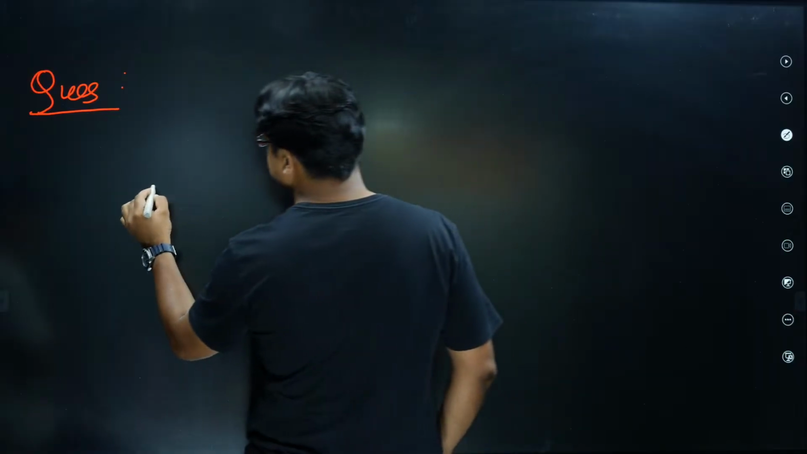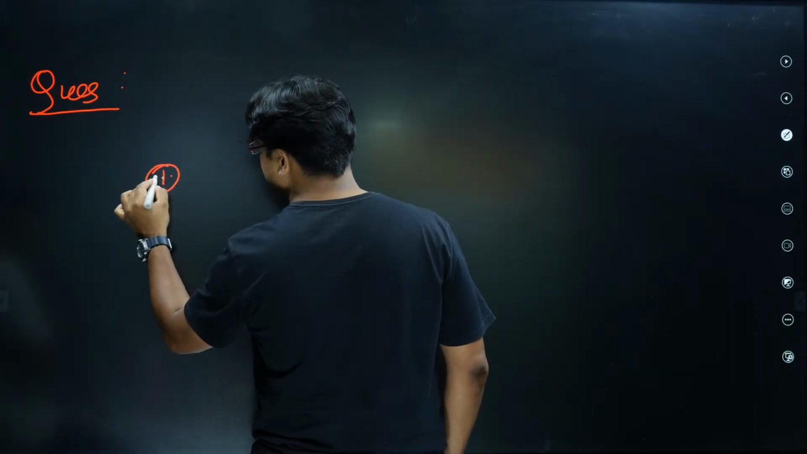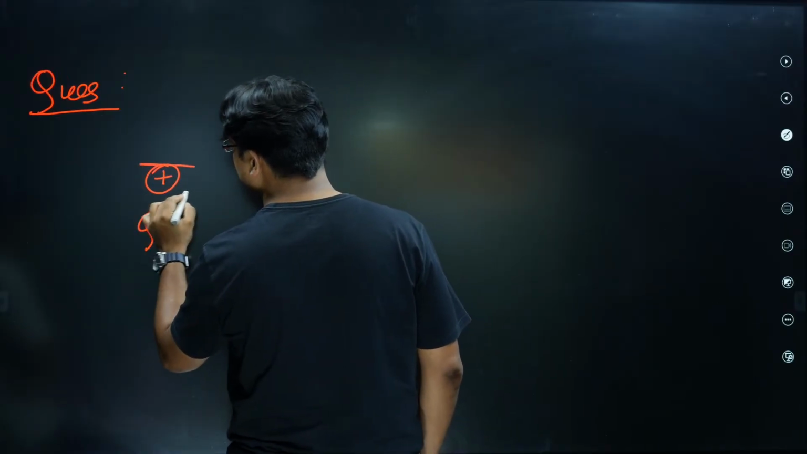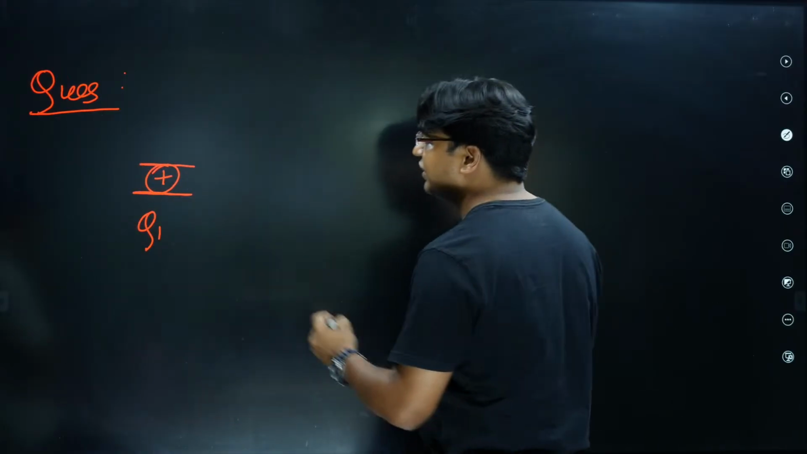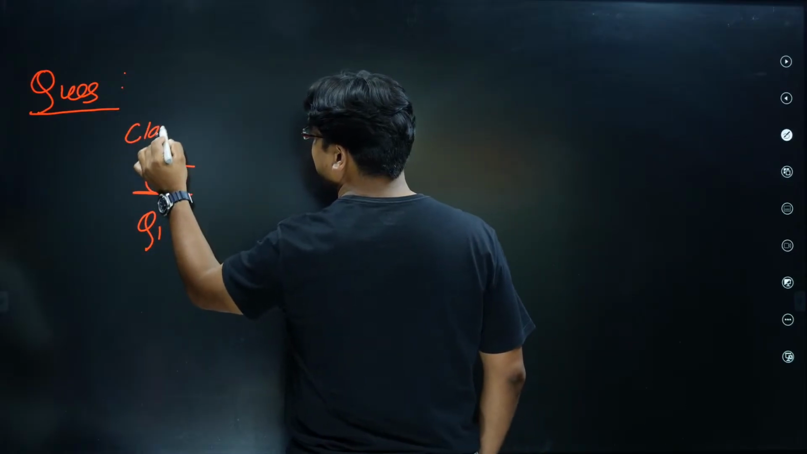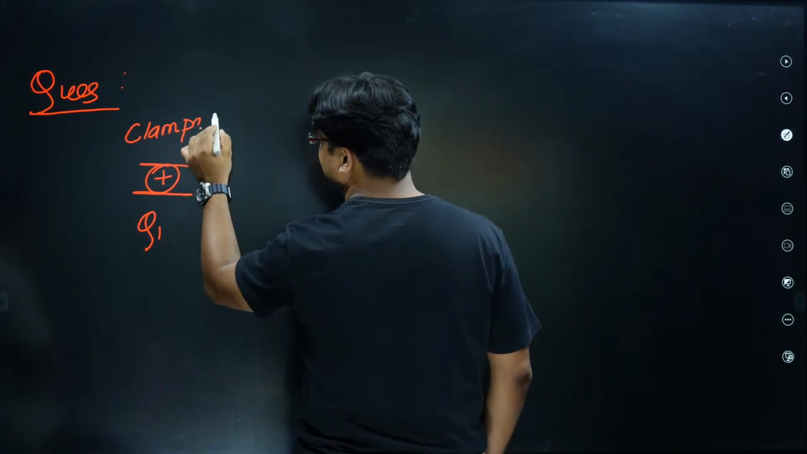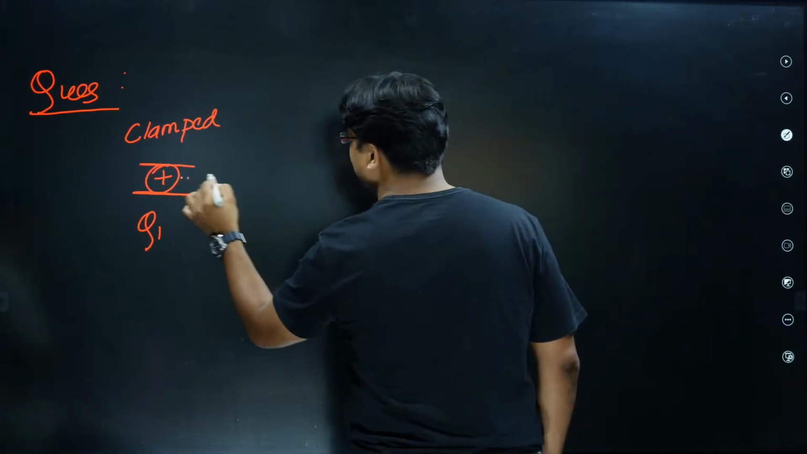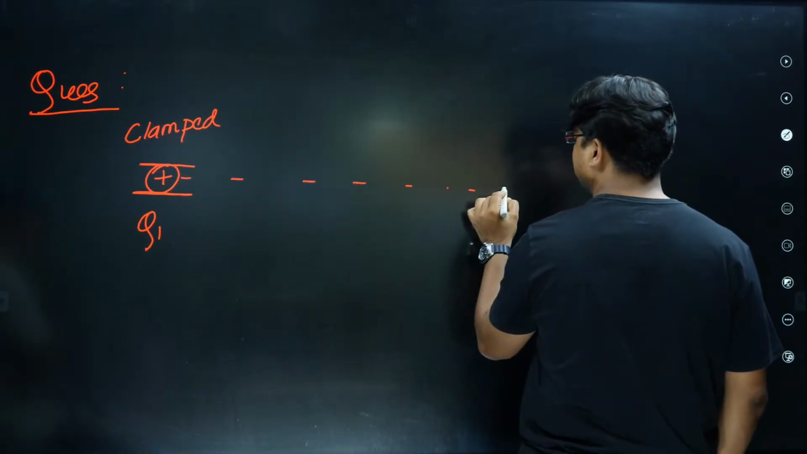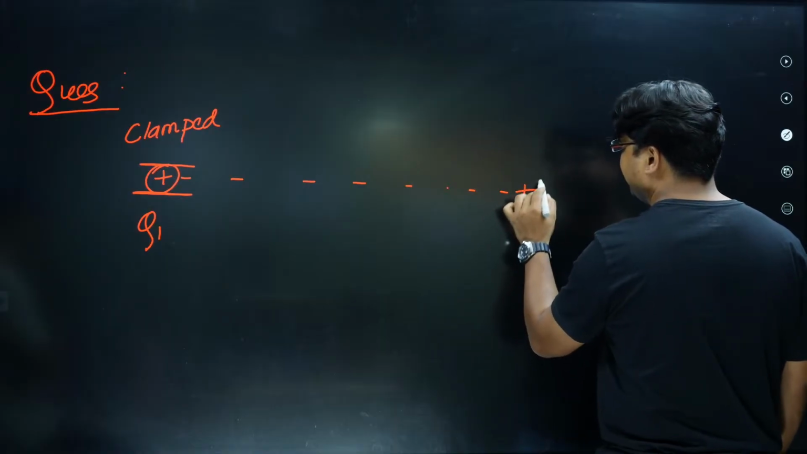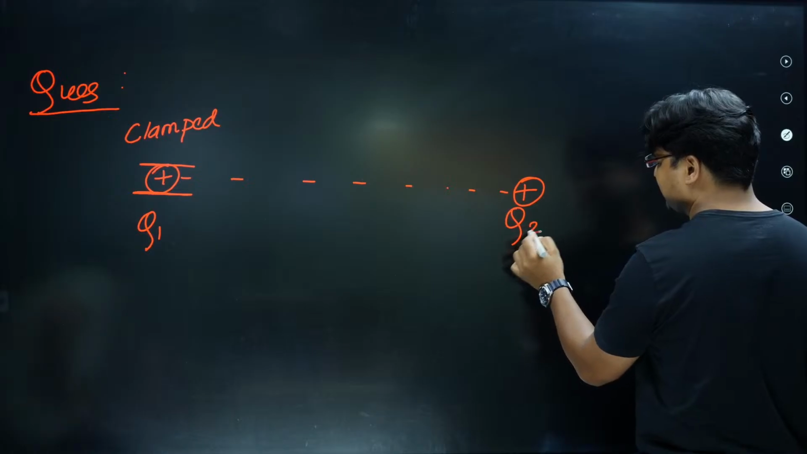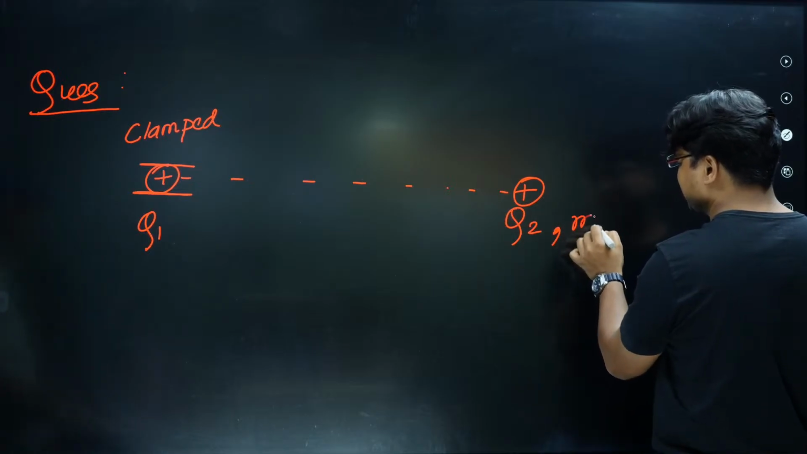Okay, so let's consider a situation in which there is a particle of charge, let's say q1, and we have clamped this particle, so this particle is fixed. Now we have another particle which is present at some distance from it. This particle is also positive and it has a positive charge. Its charge is q2. Let's say its mass is m.